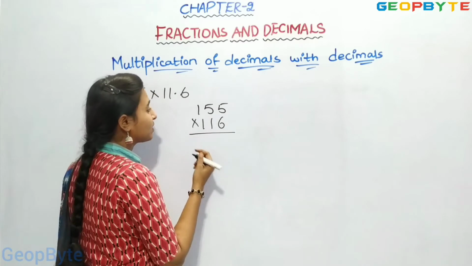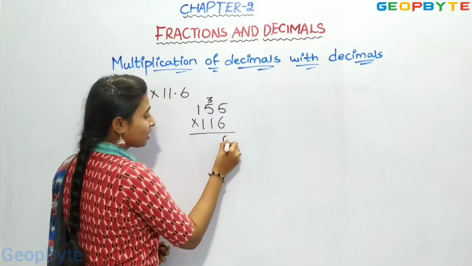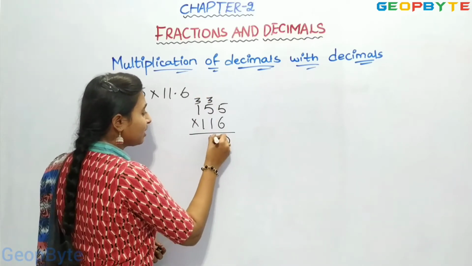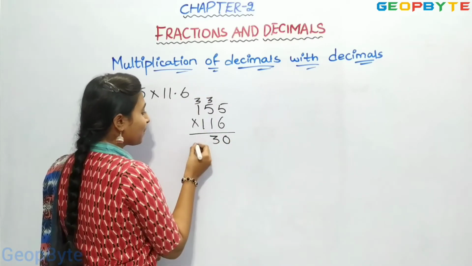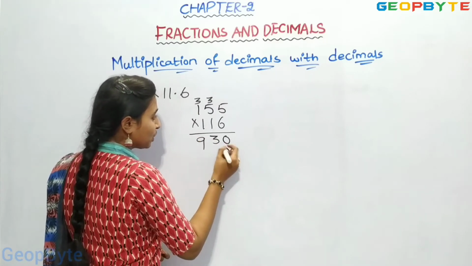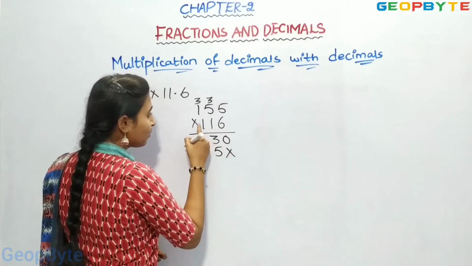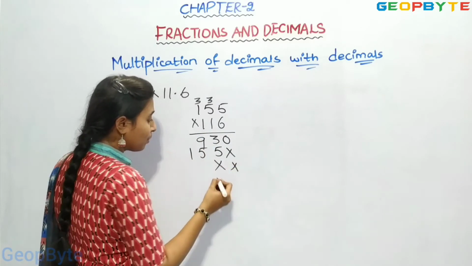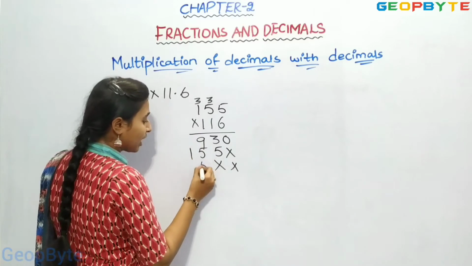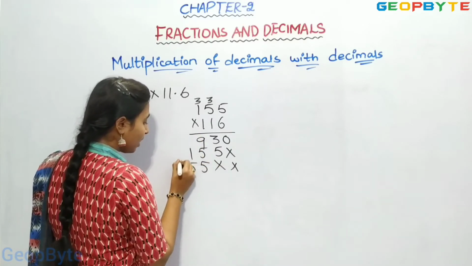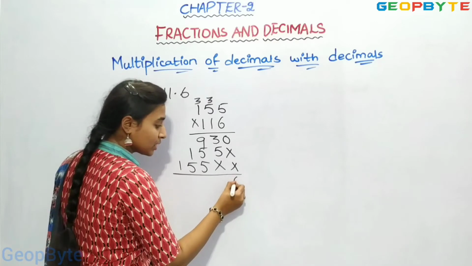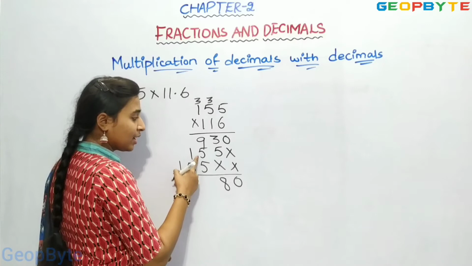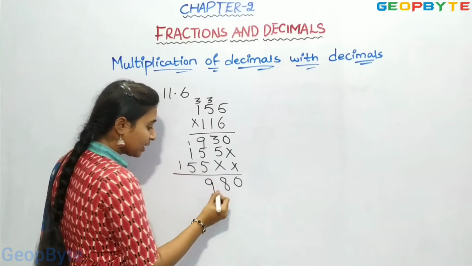Now, 6 fives are 30. 6 fives are 30 plus 3, 33. 6 ones are 6 plus 3, 9. Then, into 1 fives are 5, 1 fives are 5, 1 ones are 1. Then 0, 5 plus 3, 8. 5 plus 5, 10. 10 plus 9, 19.